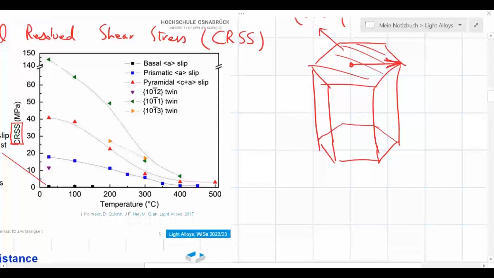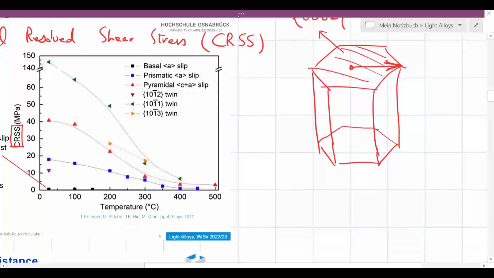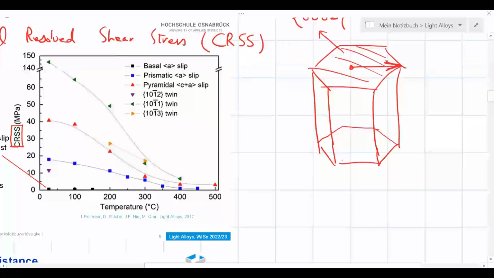There are also possibilities to activate other slip systems. For instance, we could consider pyramidal planes. For example, if I connect these 2 points to these 2 points, I can visualize a pyramidal plane. Right? And I could, again, get slip in this direction. This would be a-type slip because the slip is happening within this basal plane. So we call this a-type slip.